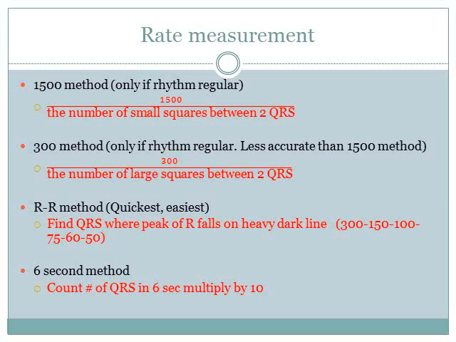The next method is the 6-second method. So in real clinical situations, the ECG strip is marked every 6 seconds. So all we have to do is count the number of QRS complexes in one 6-second strip and multiply that number by 10 to get the number of QRS complexes in 60 seconds, so that it gives a heart rate per minute.